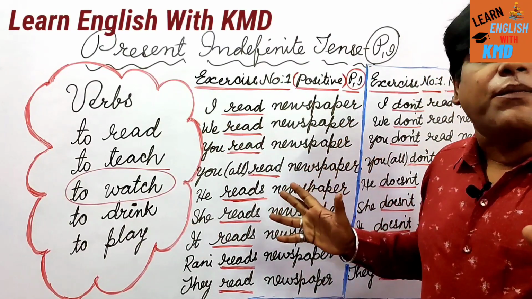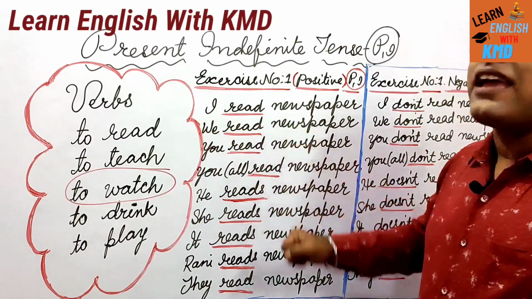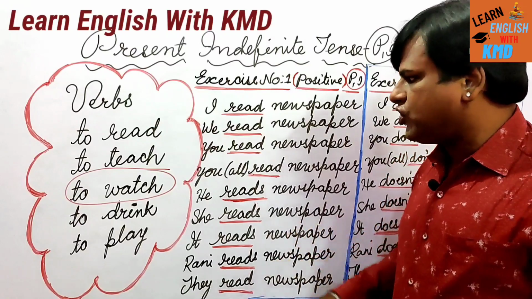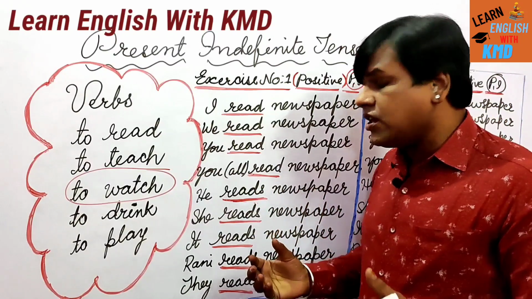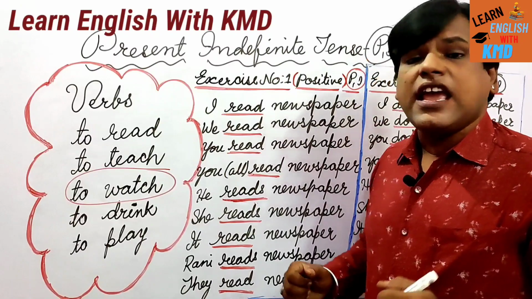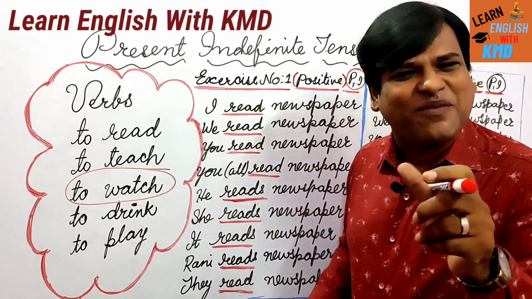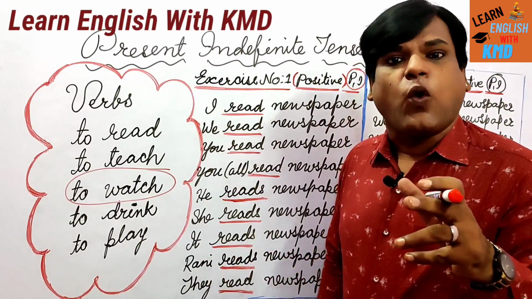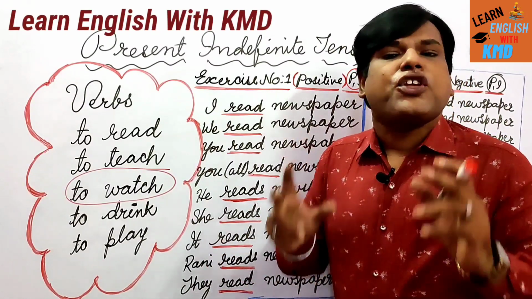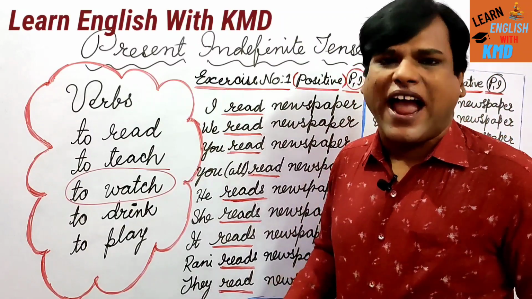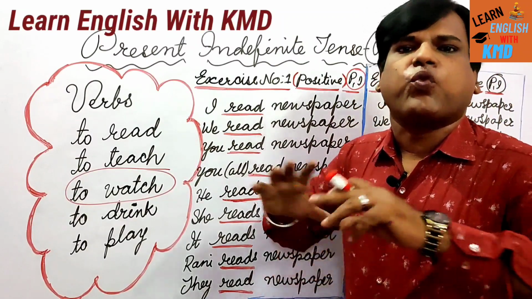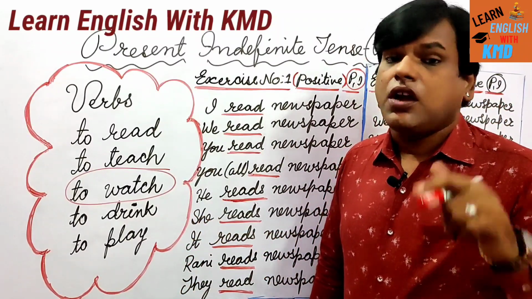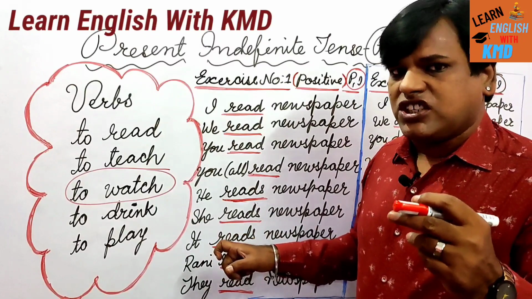So exercise number 1 positive goes like this. I watch television. We watch television. You watch television. You all watch television. He watches. Yes, you heard me correct. It's not he watch. If you say he watch, you are speaking English, but you are speaking grammatically incorrect English. Never ever say he watch television. Always say he watches television.